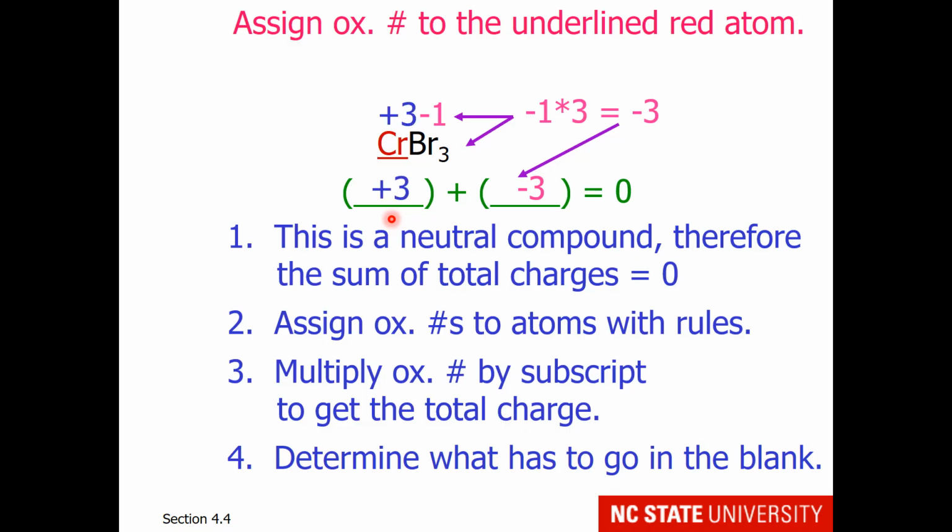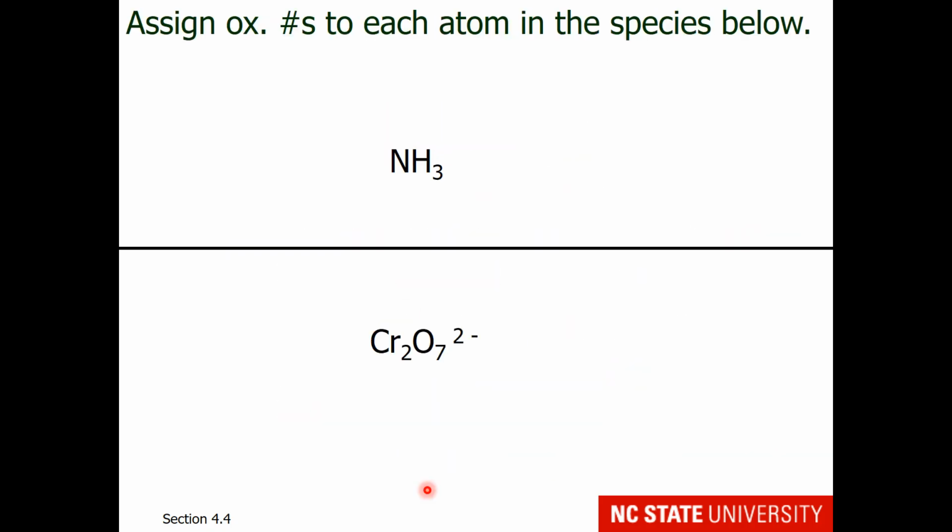So chromium's oxidation state in this compound is +3, and each bromine has a -1 oxidation state. Let's try some other examples.